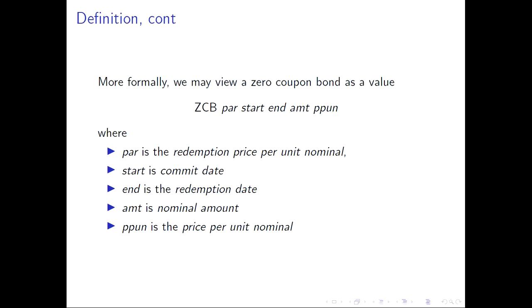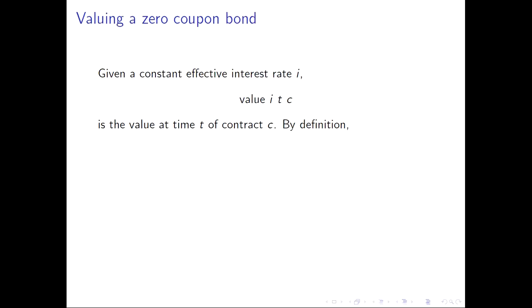So, for example, if we bought 100 units and the price per unit nominal is $10 per unit, then we would have 100 times 10, 1,000 pounds or whatever worth of the bond. That would be the face value of the bond.